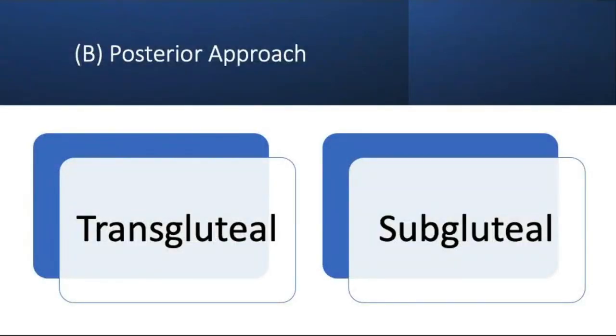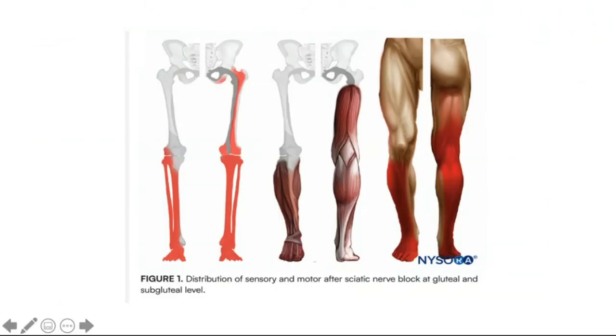Next approach will be the posterior approach, which is the transgluteal and also subgluteal. These are the distributions of the sensory and motor block after sciatic nerve block at the gluteal and subgluteal level. Usually when we do BKA, we give the block at the popliteal region, so it covers below. When we give this higher block, we can actually cover the hamstring muscle. But the skin is not fully covered, so we still have to do posterior femoral cutaneous nerve coverage.